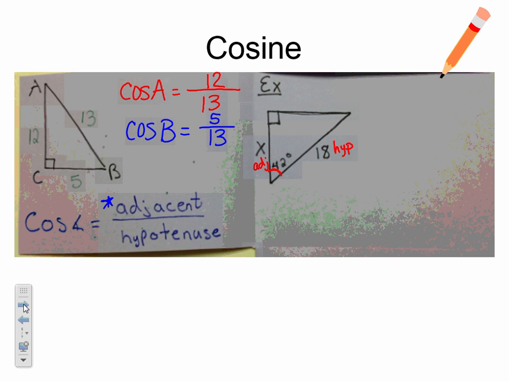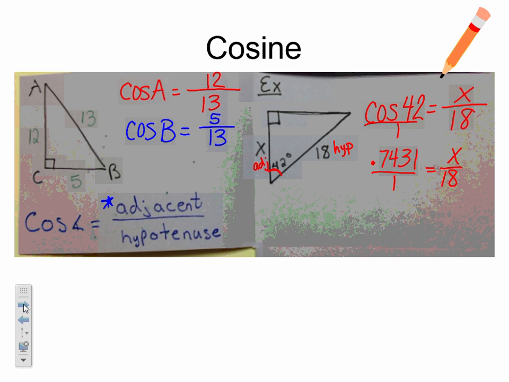So if I set up my cosine fraction, it would say cosine, and then after that we put the angle. Cosine 42 equals adjacent side, x, over hypotenuse side, 18. If I solve this again, remembering that we want to put this over 1 so we can cross multiply, I'll go to my calculator and get a funny decimal for cosine of 42. 0.7431 over 1 equals x over 18.